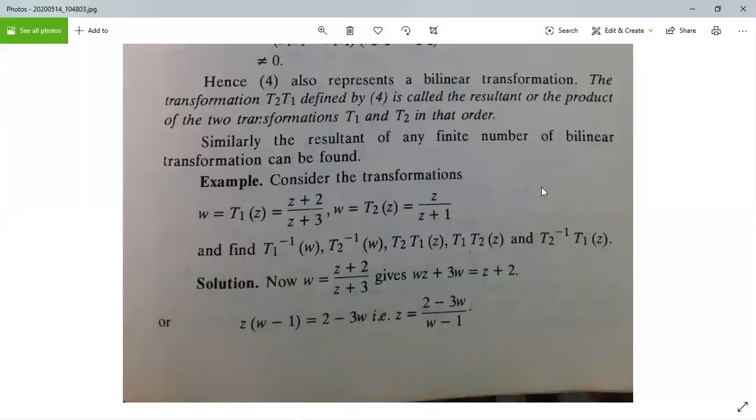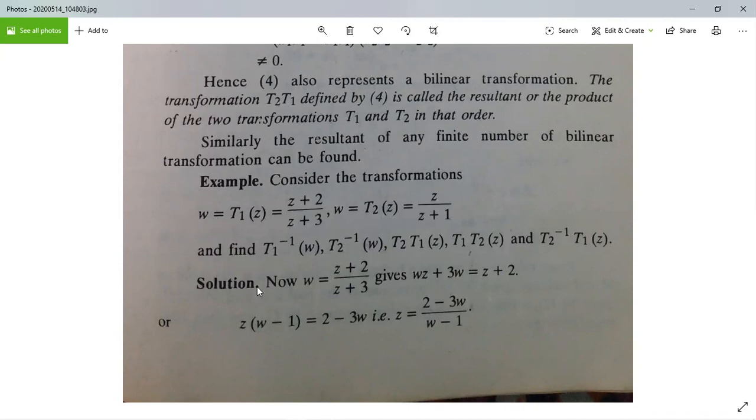Let us consider an example of such type of transformation. Let omega equals t1 of z equals (z plus 2) by (z plus 3), and omega equals t2 of z equals z by (z plus 1). Then we want to find t1 inverse of omega, t2 inverse of omega, t2 of t1 of z, t1 of t2 of z, and t2 inverse t1 of z.